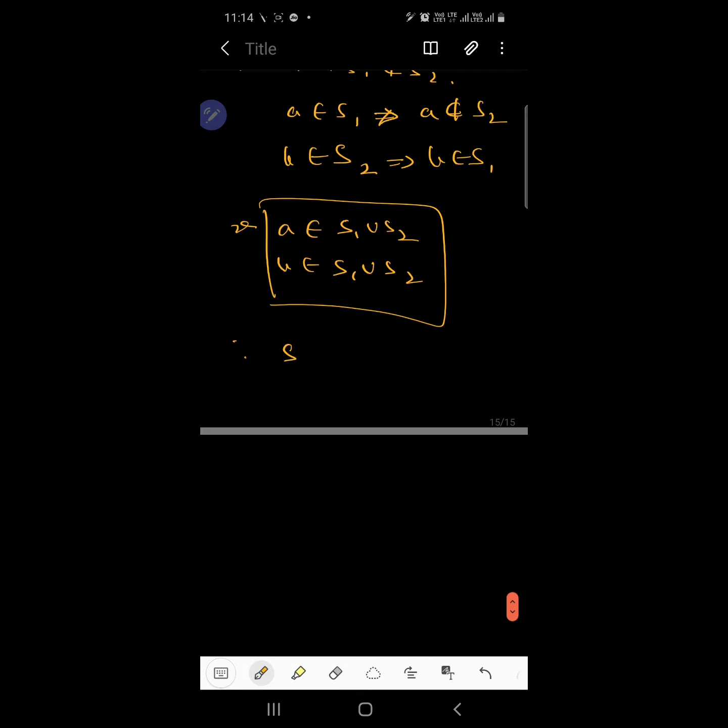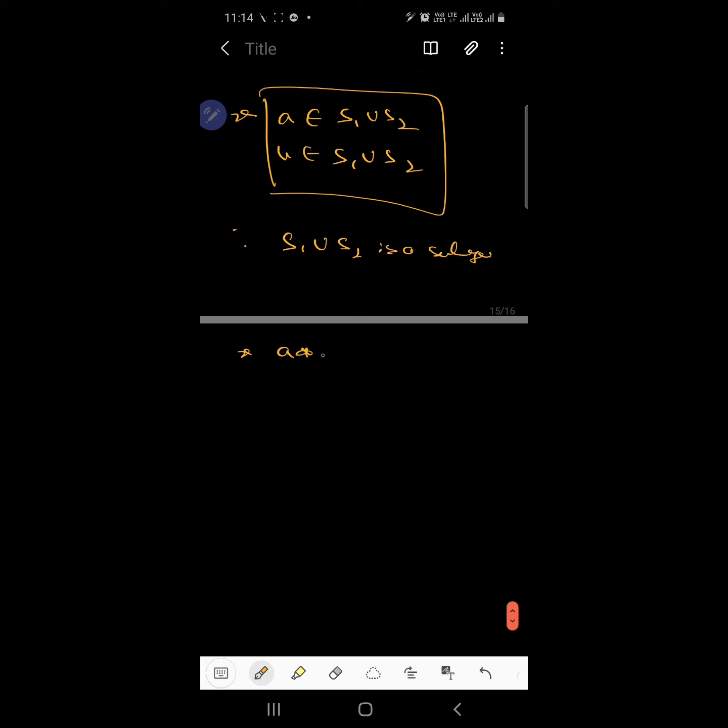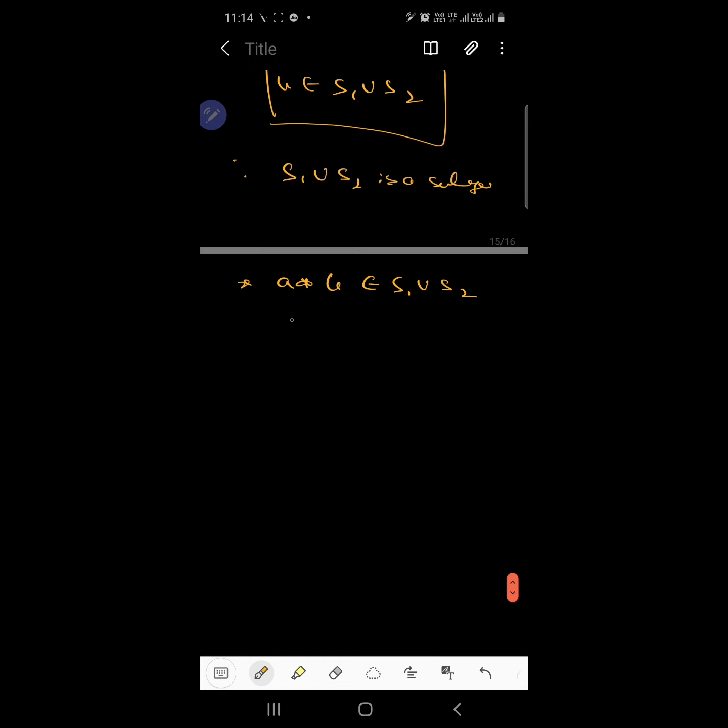Since S1 union S2 is a subgroup, that implies A star B also belongs to S1 union S2. Right? What does that mean? That means A star B belongs to S1 or A star B belongs to S2.